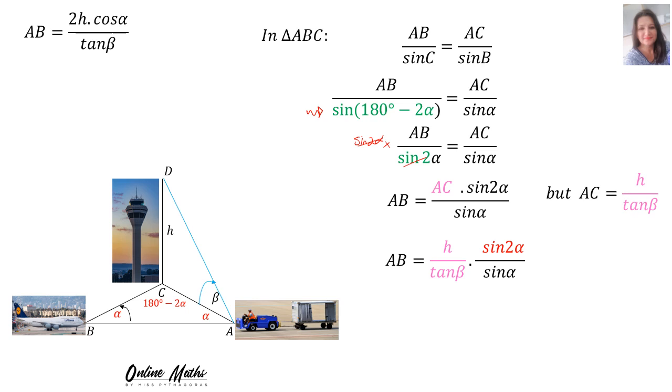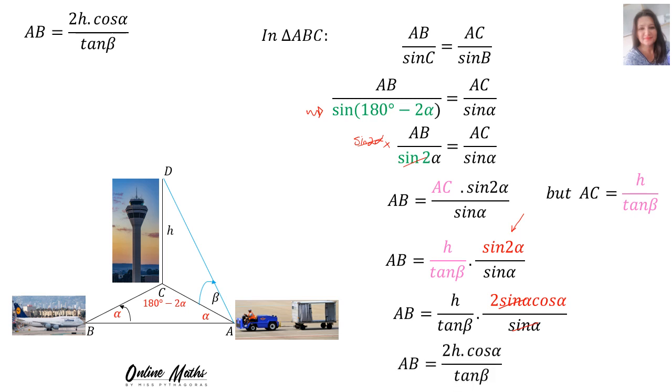Now we will move over to sin 2 alpha, and we can zoom in there and you can see that that's a double angle. And then sin 2 alpha is the same as 2 sin alpha cos alpha, and now sin alpha and sin alpha will cancel, and you're left with AB is equal to 2h times cos alpha over tan beta.